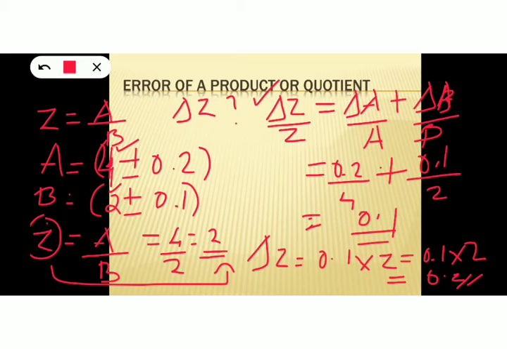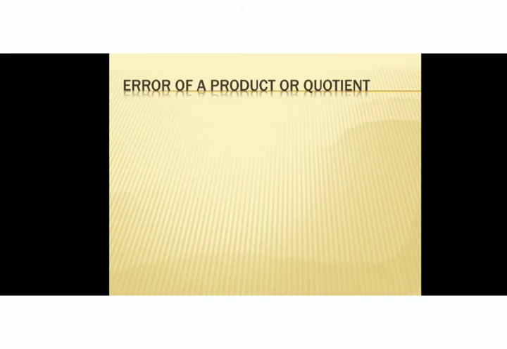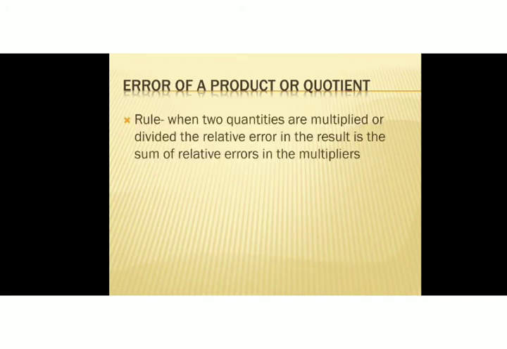So even if it is a multiplication or division, the relative error in the final result is the sum of relative errors in the multipliers or in the individual values. So this is the rule. Whenever two quantities are multiplied or divided, the relative error in the result is the sum of relative errors in the multipliers.